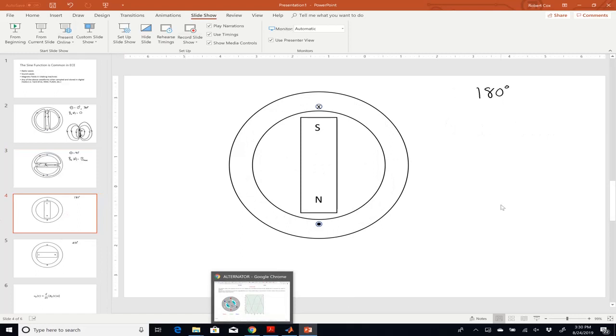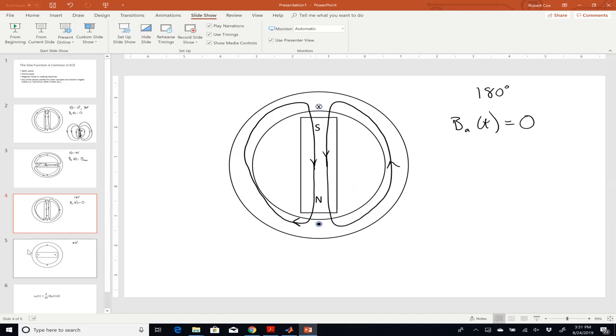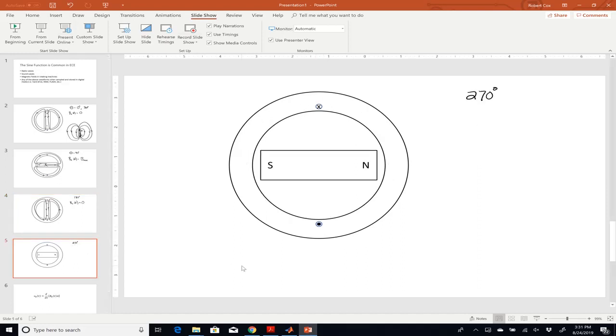Now, if I look again at 180 degrees and I draw my field lines again, it's a bad field line, but it's a field line. That one's a little bit better. All right. Again, if I were to draw that plane of the coil from the top to the bottom, I would see that in this case, I also have, in this position, basically zero field passing through the plane of that coil. If I go to 270 degrees, I've got a pretty similar situation to what I had at 90 degrees, right?